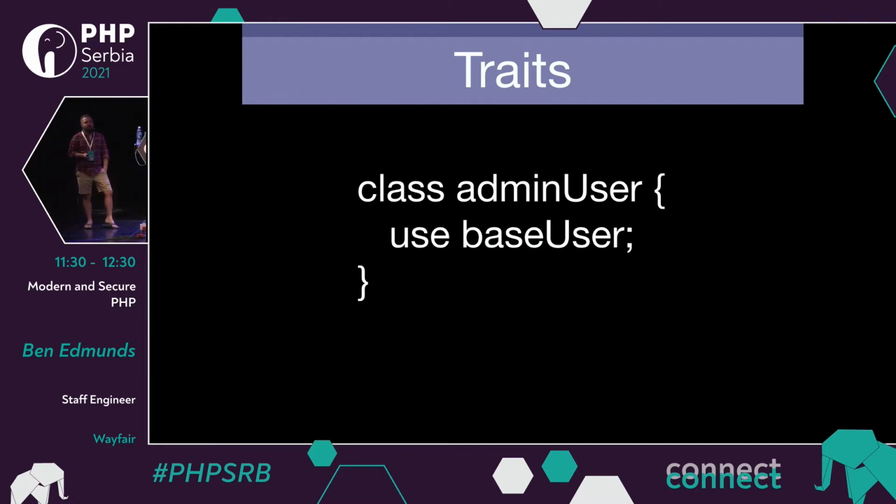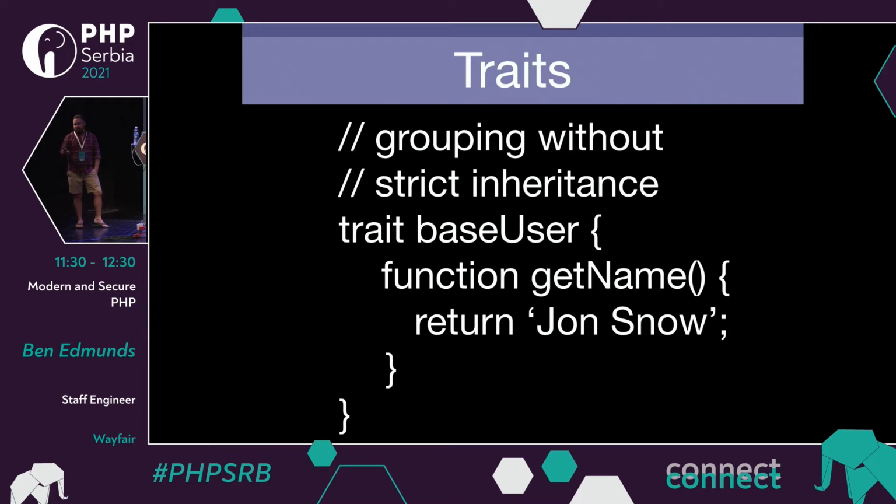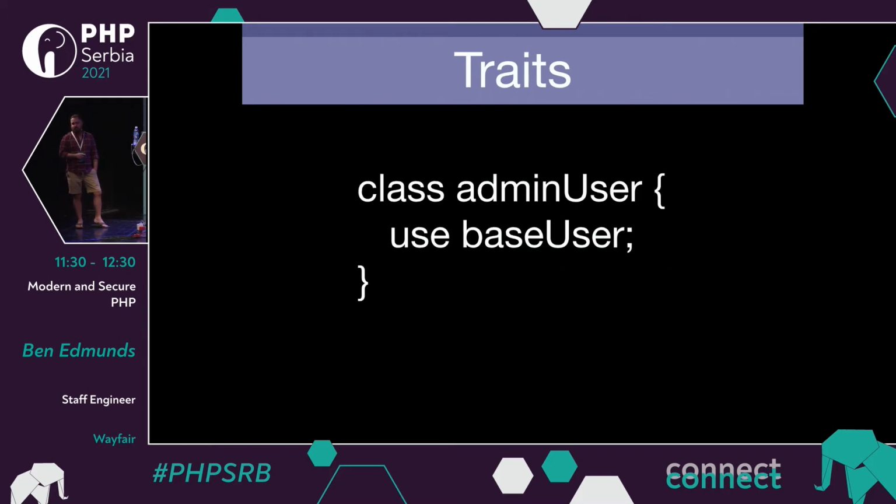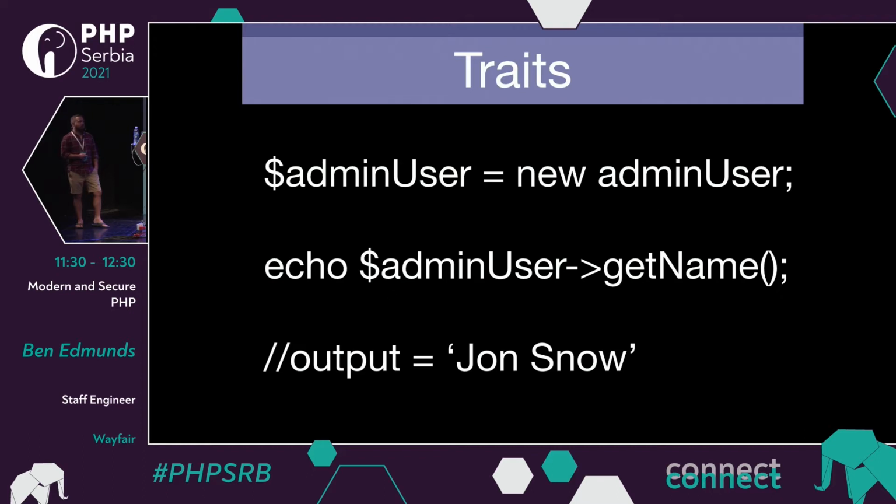And then let's say we wanted to use that. So here we have our admin user, and that admin user is going to use the base user. And what that does is that gives us access to the methods inside the base user. And so here, we could use it. So we instantiate the new admin user, and then we're going to call getName on that. And even though the admin user didn't have a getName method, because it was using that trait, we get the output there.